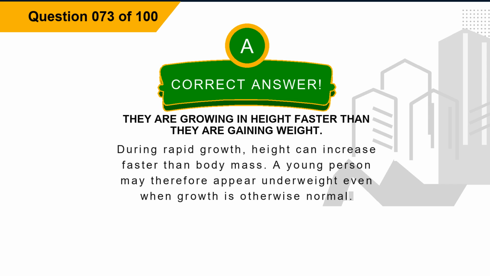Explanation: during rapid growth, height can increase faster than body mass. A young person may therefore appear underweight even when growth is otherwise normal.